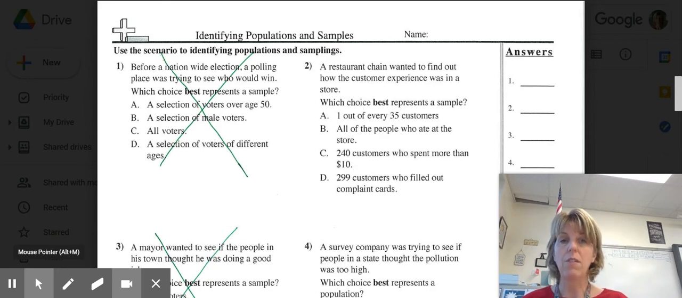1 out of every 35 customers, saying that they bought something, would probably be the more random one. Although looking at customers who spent more than $10 could be a good one as well. But the best answer here, I would say, is A. I could see that you could argue for C as well. I think both are good options, but one gives you more randomness: every 35 people, you pick one. So it's just a random person that we don't know how much they spent. Whereas customers who spent more than $10 probably are going to be more positive just because they're spending more money there. So I would go with A.